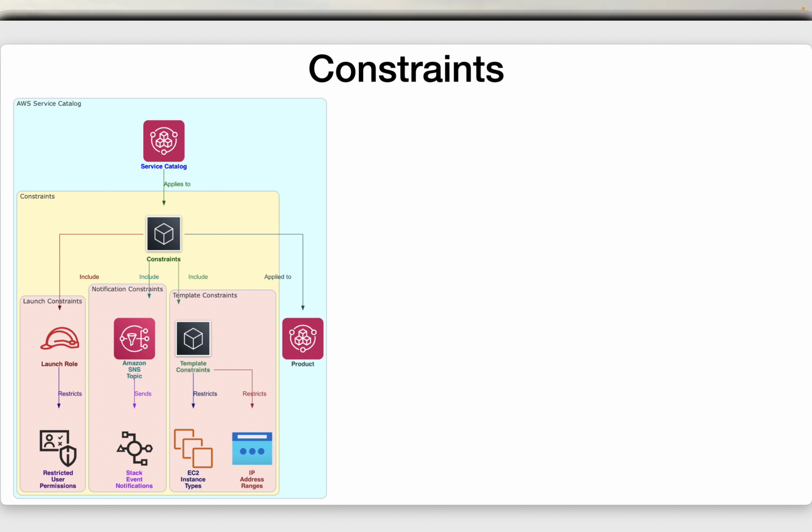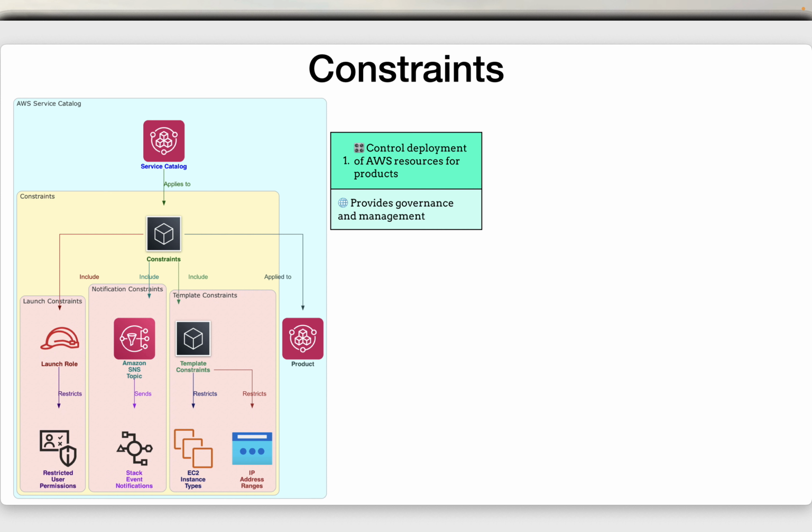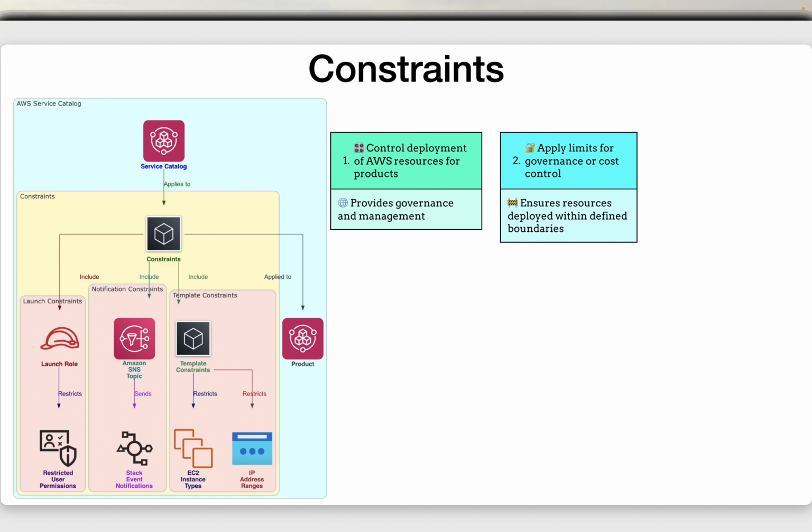So next is constraints. Constraints in AWS Service Catalog allow you to control the ways in which specific AWS resources can be deployed for a product, providing a level of governance and management. Constraints can be used to apply limits to products for purposes such as governance or cost control, ensuring that resources are deployed within defined boundaries.